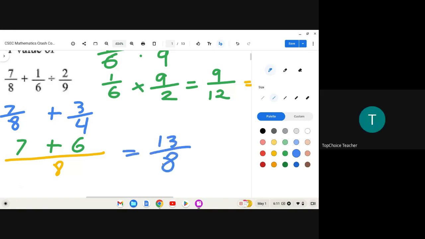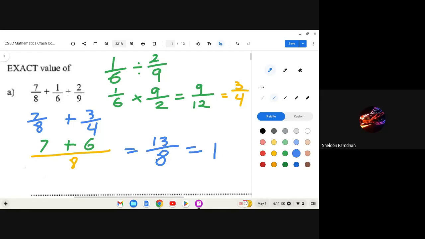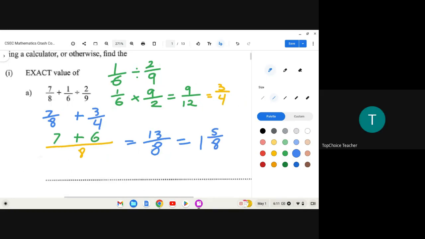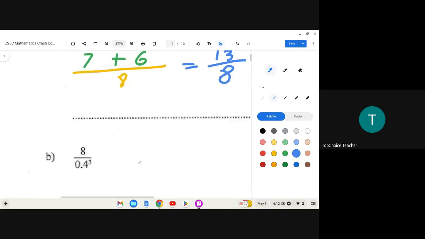You can leave it as the improper fraction, or you could convert it to a mixed number if you want. So what would be the mixed number of this? It would be 1 and 5 over 8. Very good, right? 1 and 5 over 8. You can leave it like that. That's the first question. Right now, let's look at B.